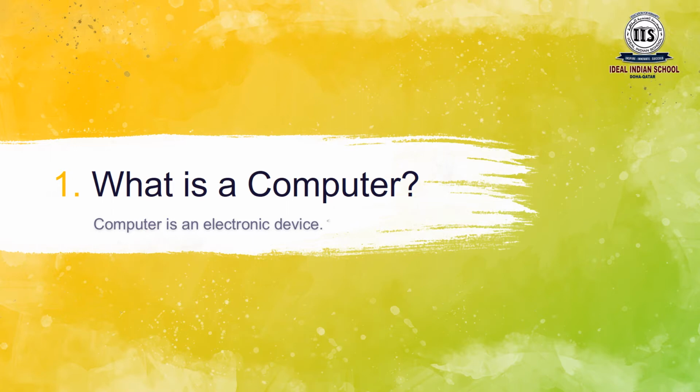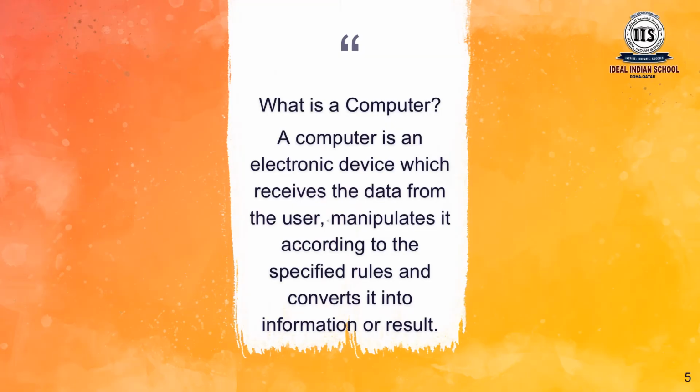Okay. Now let's see what is a computer. Computer is an electronic device which receives the data, that is the input, from the user, manipulates it according to the specified rules, that is process, and converts it into information or result, that is output. So before moving ahead, you should understand some basic terms of computer. So let's watch a video.